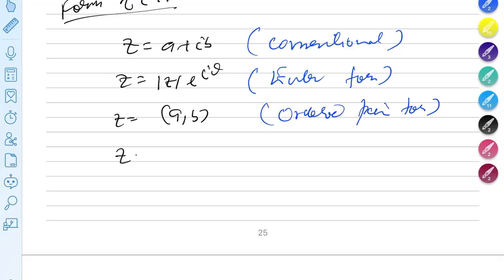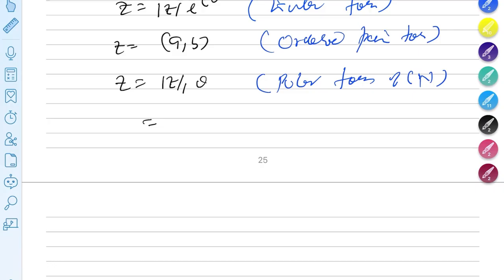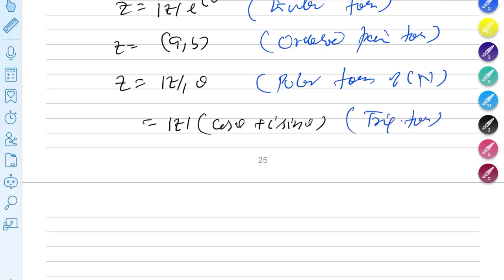Similarly, z equals (mod z, theta) is the polar form of a complex number. And mod z times cos theta plus i sin theta is also a kind of polar form, but we call it the trigonometric form. Trigonometric form and polar form are almost the same, because here also we need mod z and theta, and there also we need mod z and theta.